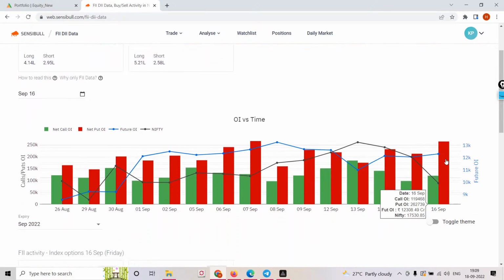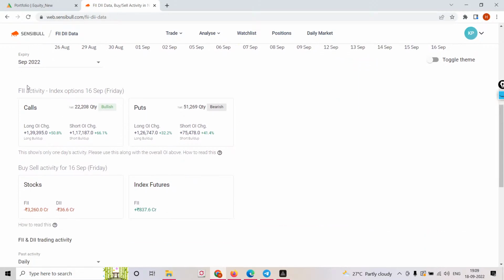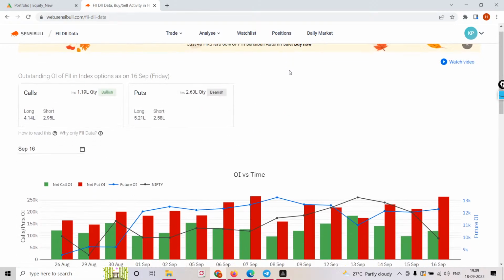Even look at these bars. The red one is put buy, the green one is call buy. There is more put buy, so the market will remain bearish. This is the historical. Even here, 22,208 quantity of calls has been bought, but almost double of this has been bought in puts. So the net market is going to be bearish. This is giving you the bearish signal.